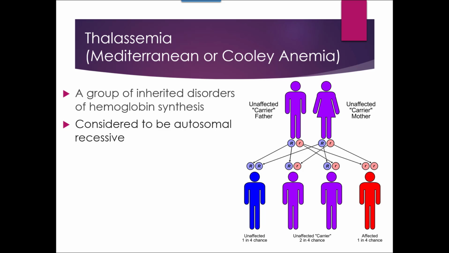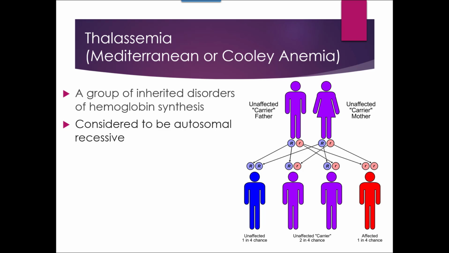So now let's look at thalassemia. Thalassemia is really the name for a group of inherited disorders of hemoglobin synthesis. So this represents an issue with the formation of the hemoglobin. And now remember, hemoglobin is the protein responsible for transporting oxygen in the blood. So thalassemia is actually a recessive condition.